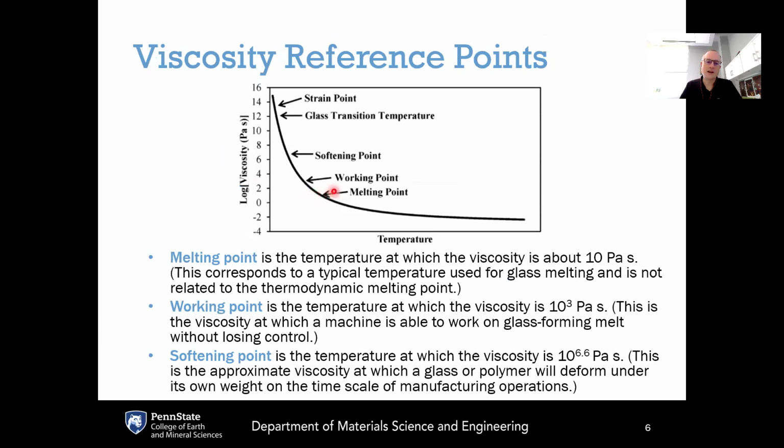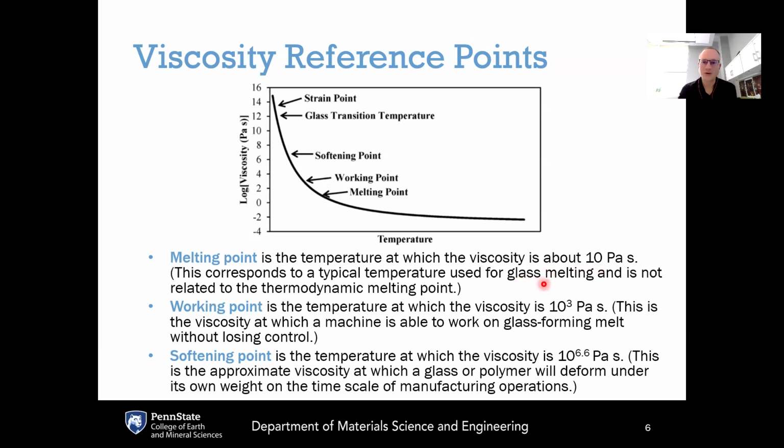If we start at the high temperature end, the melting point as a viscosity reference point is defined as being the temperature at which the viscosity is about 10 Pascal seconds. This corresponds to a typical temperature where glass is melted in industry. And I would like to point out that this melting point, defined as being where the liquid has a viscosity of 10 Pascal seconds, is different from the thermodynamic melting point of a crystal. So this is actually completely unrelated to a thermodynamic melting point.